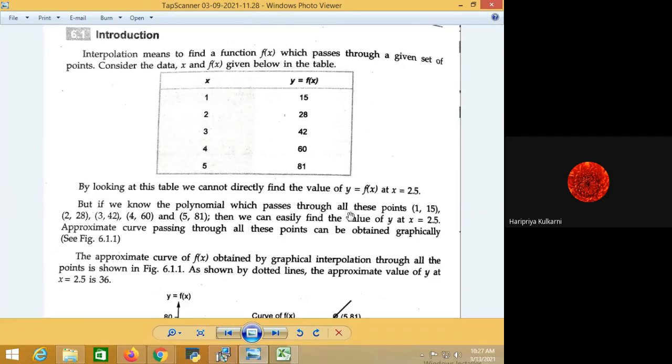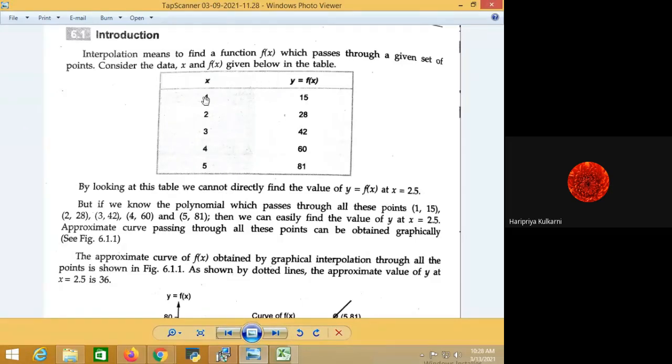Today we are going to start with interpolation. So before starting interpolation, understand what interpolation is. Okay. So we are given a set of data points, and we have to find out the interpolation. Interpolation means we are finding a function f of x, which will represent these data points.